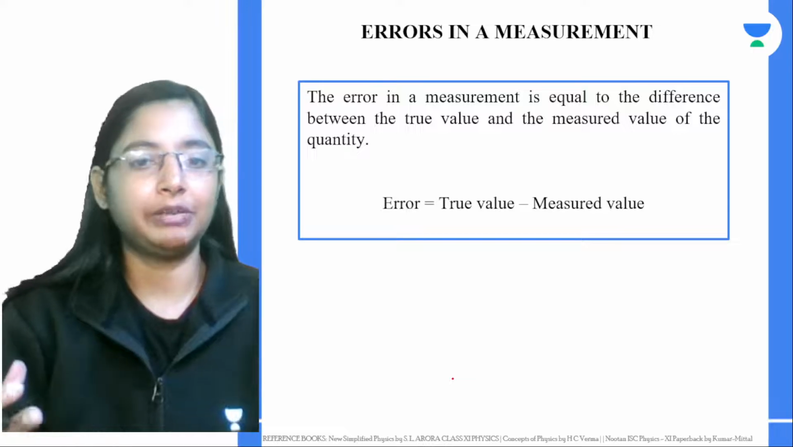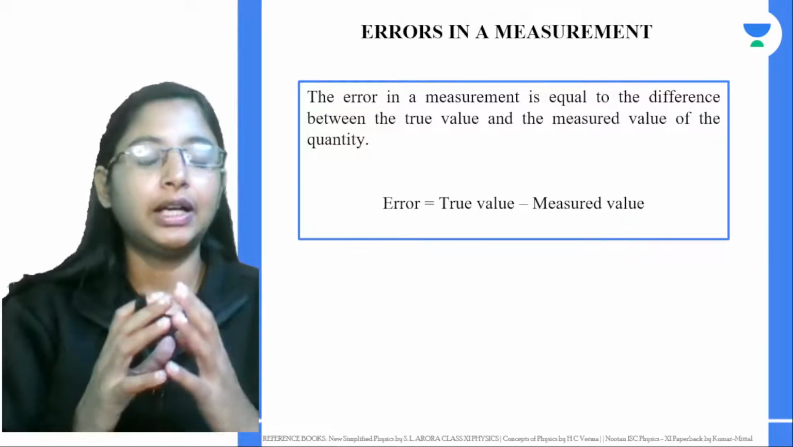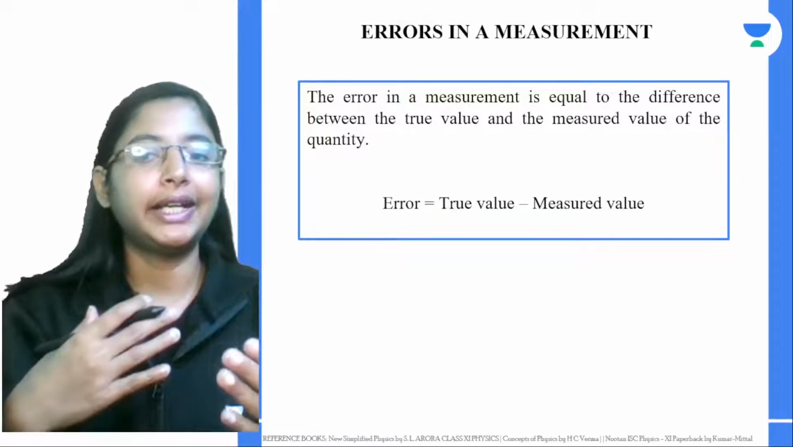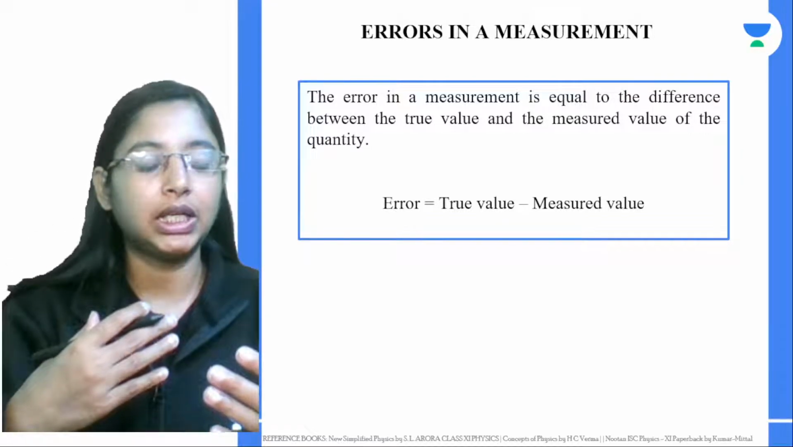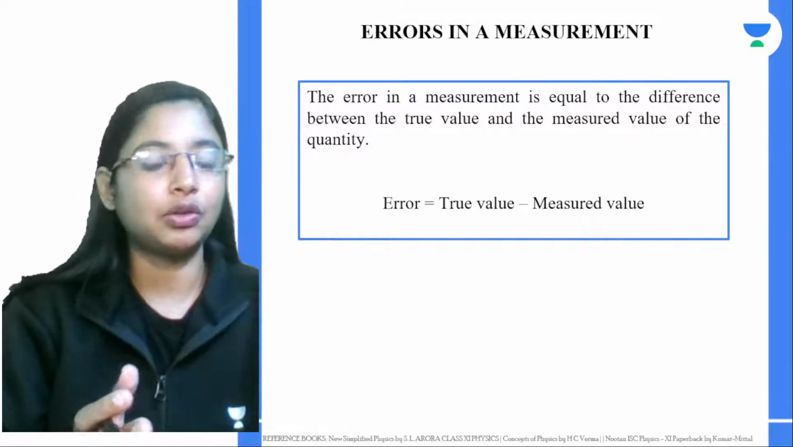Now what is error in measurement? Whenever you take a measurement, how do you find the true value? You can repeat the experiment many number of times, and the average of that is close to the actual value.